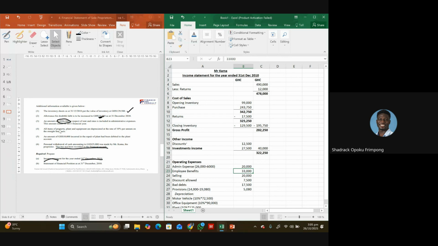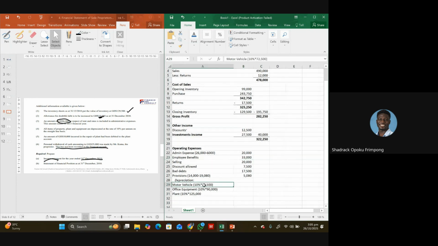The next one, we're told that all property, plant, and equipment are depreciated at 10%. So you can just go ahead and do this. Let me just take the comma from it. Then we can get our depreciation.